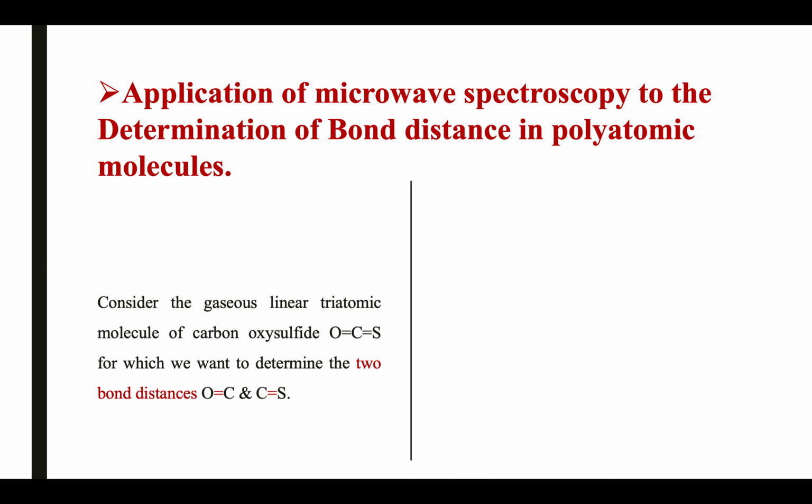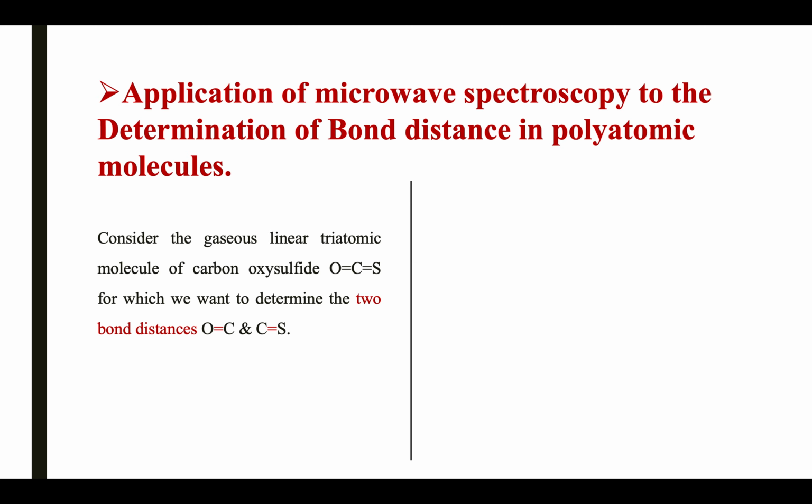So let's start. Consider the gaseous linear triatomic molecule of carbon oxysulfide. Here we are going to consider only one example of a molecule, that is the triatomic molecule carbon oxysulfide, for which we want to determine two bond distances, between oxygen and carbon and between carbon and sulfur. There are two double bonds, so we want to calculate the bond distance between each. So what are the methods? This can be done by the isotopic substitution method.